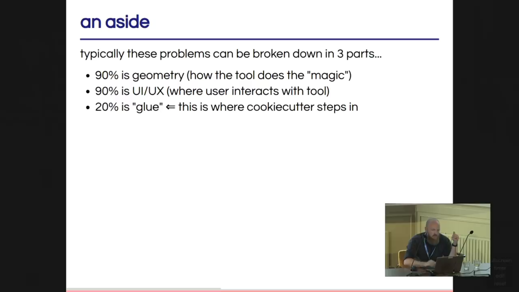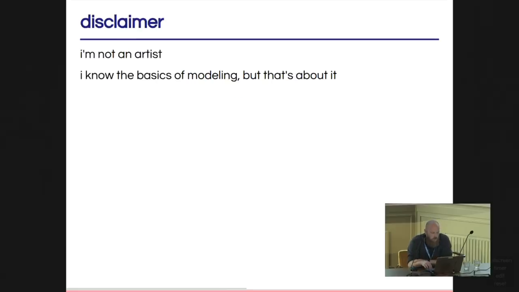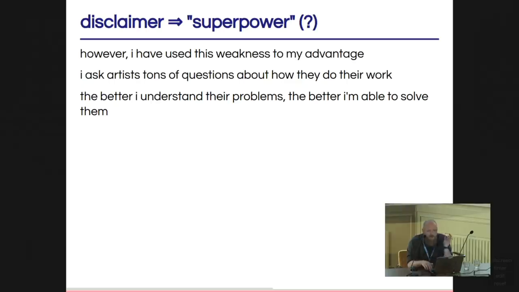And going back to this slide right here, I know that the first 90%, the UI and UX part of it, is what I need to figure out. And that's where artists come in. So I'll ask you tons and tons of questions. Jonathan Williamson has been excessively patient with me, because I'll ask him over and over again, what does this mean? What do you do in this situation? What does this context mean?